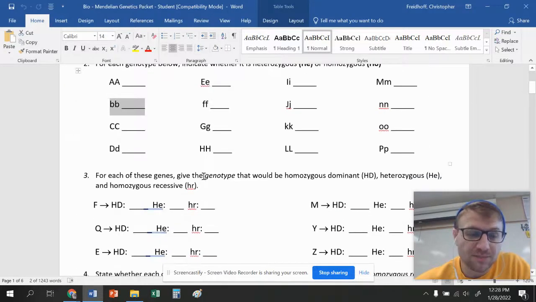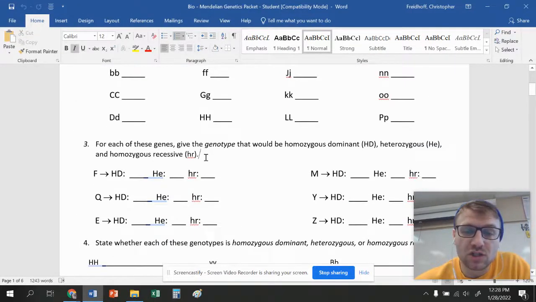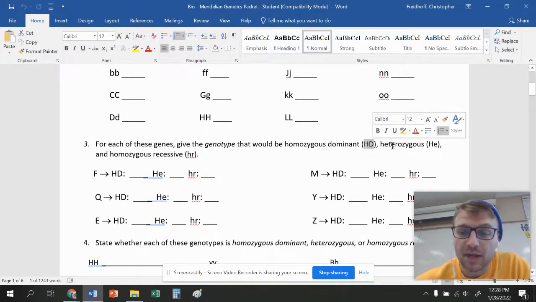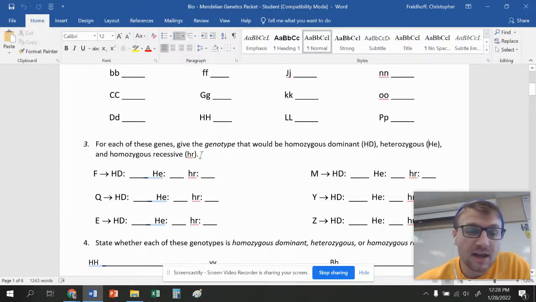So they're both homozygous. It's just this one's dominant and this one's going to be recessive, but they still are both homozygous. All right, for each of these genes, give the genotype that would be homozygous dominant, it says HD, heterozygous, HE, or homozygous recessive, HR. And you can see they show you here what you're looking to write. So HD is capital, HE is capital and lowercase, and then the HR here is lowercase. So for F, it would be big F, big F, then big F, little f, and then little f.